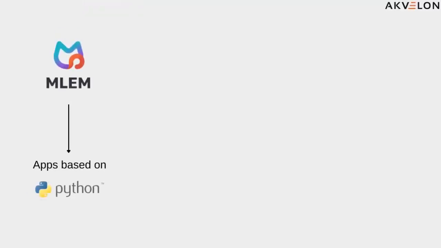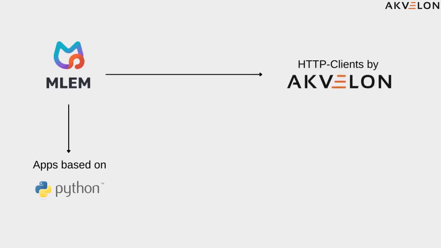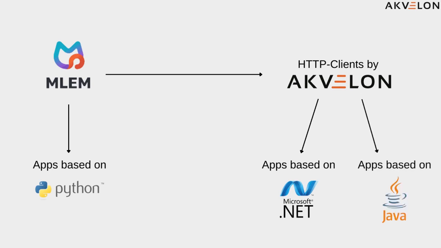MLEM is written in Python and runs as a microservice, with applications calling for a simple HTTP API. Akvelon's engineers developed several HTTP clients for MLEM that allow users to integrate MLEM with their non-Python projects far faster and easier than before. Our HTTP clients are written in C# and Java. They are designed to help software developers use a machine learning approach to create intelligent applications that are based on Java or .NET, without needing a deep knowledge of MLEM.